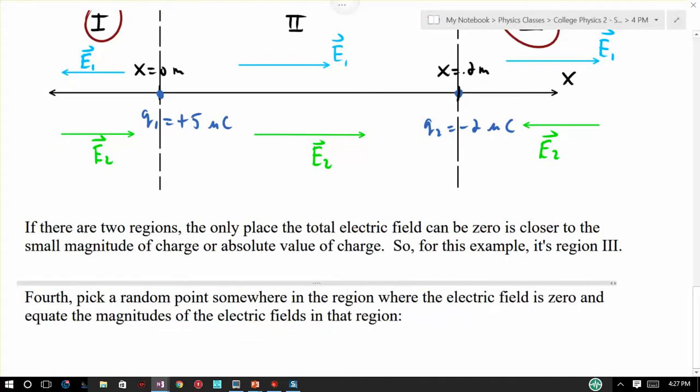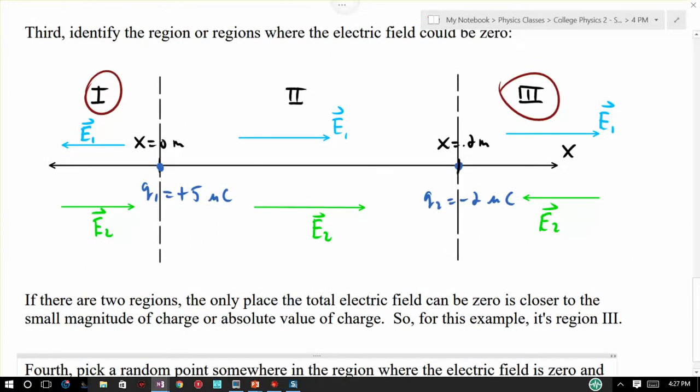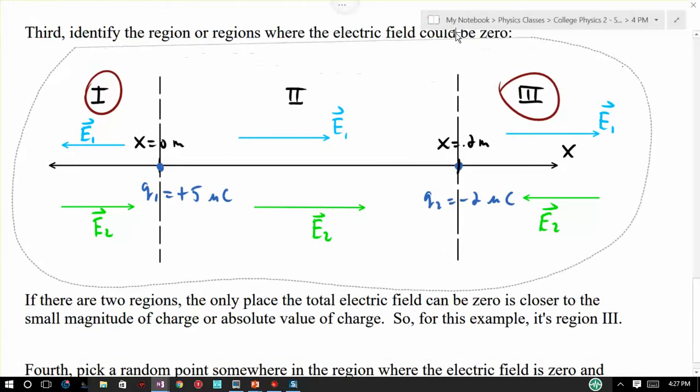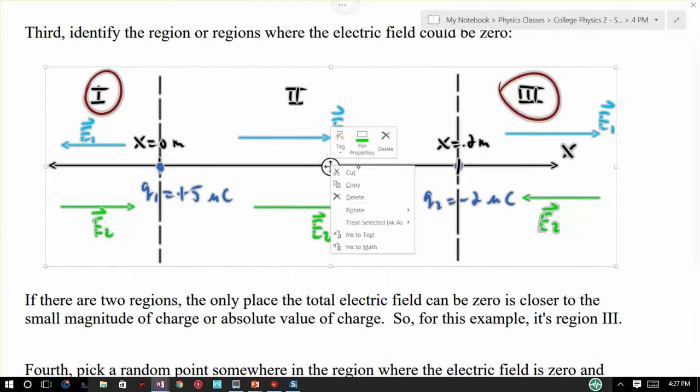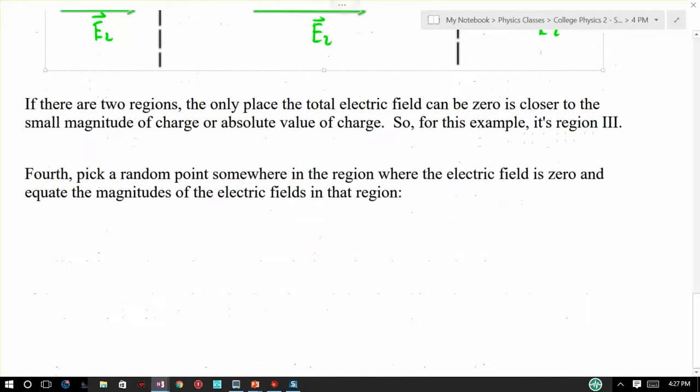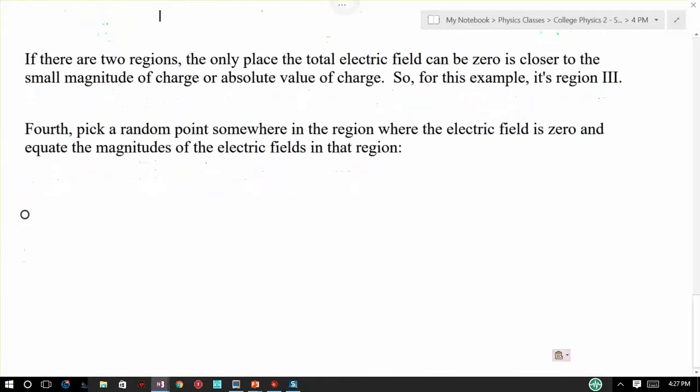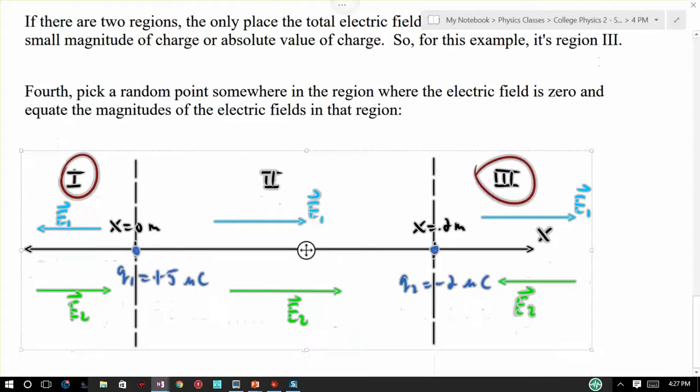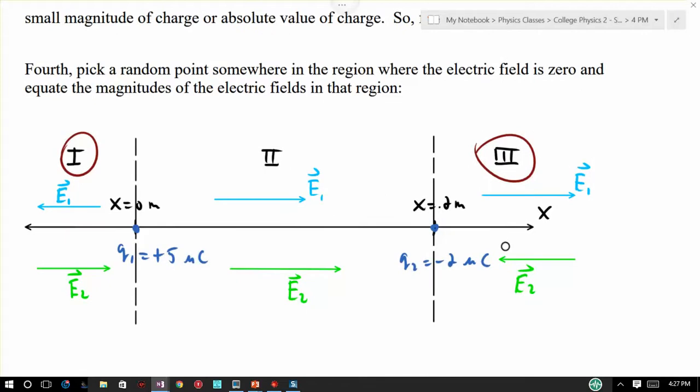Okay, so we've done all this work. It's a lot of work so far. But when you follow all this, we've established that the only place it can be 0 is in region 3, right? So what I want to do is pick some random point in region 3, in this case on the x-axis, and find the field of E1 and E2 at that point. So you pick some random point. It doesn't matter where you pick it. That's the point. You're trying to figure out exactly where it is. So you pick this point here, right?